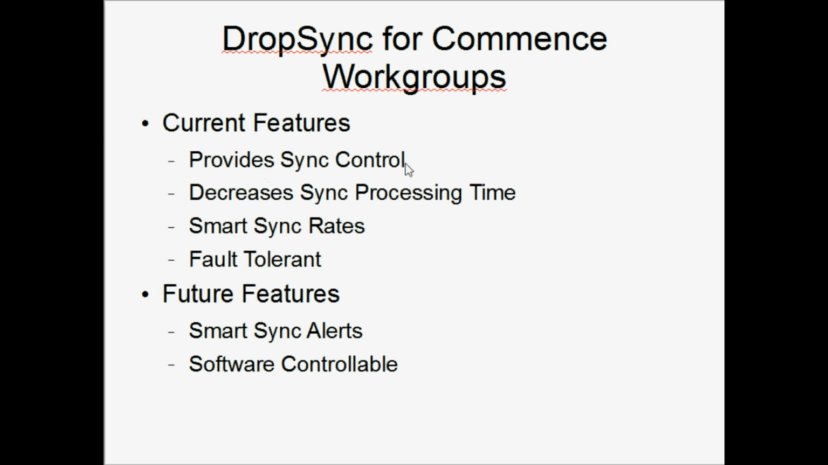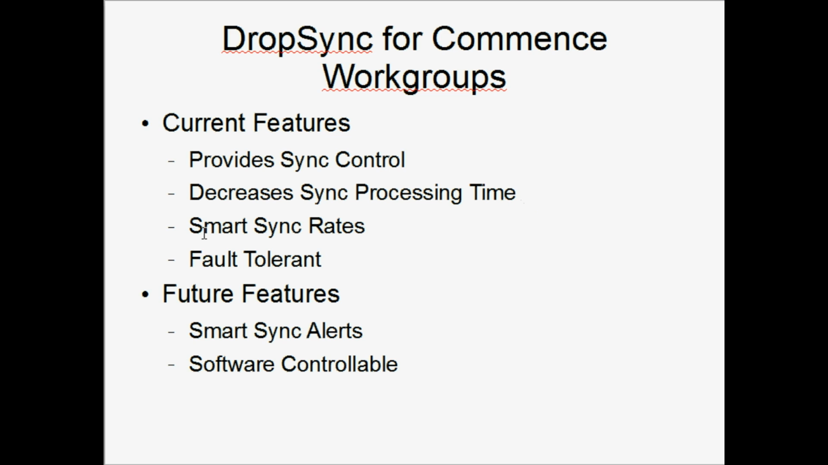DropSync provides sync control. You can turn syncing on and off dynamically as you see fit. DropSync decreases sync processing time. It does this by allowing the clients and the servers to sync with local hard drives, therefore increasing the speed at which it's capable of syncing, because part of the sync operation is to transfer the sync files from the Commence database into the sync folders. Since Commence doesn't have to do this itself, the DropSync program does it for it. The sync time that Commence spends syncing is greatly reduced.